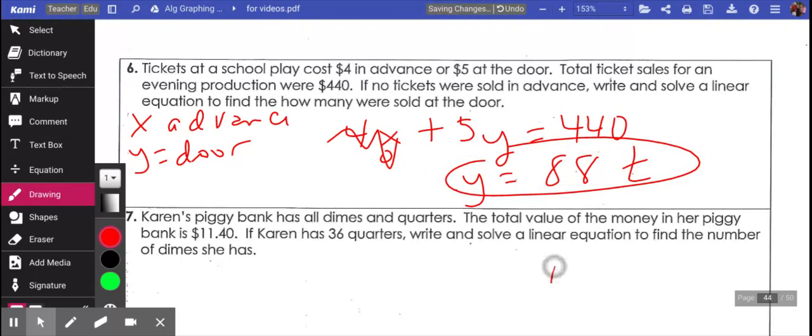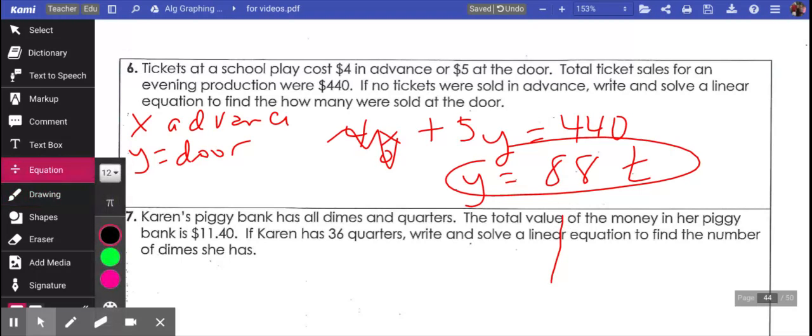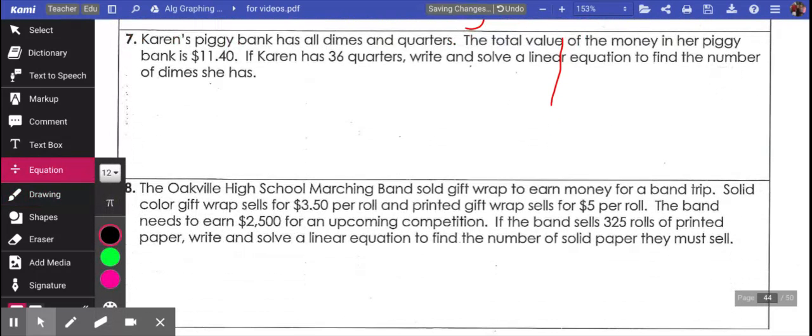So go ahead and pause and try to do the next 2. And I will do them, and then we'll talk about them.